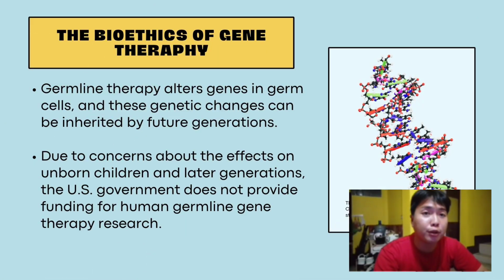So now we're on the germline therapy controversies. So there are controversies in germline therapy. So why are there controversies? Germline therapy involves changing genes in cells, and these changes can be passed to the next generation. So why are there changes that can be passed to the next generation when applying germline therapy?